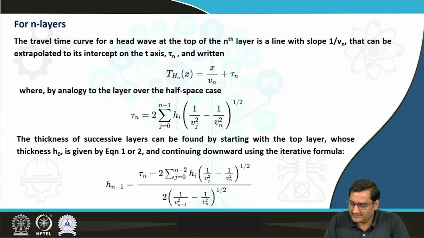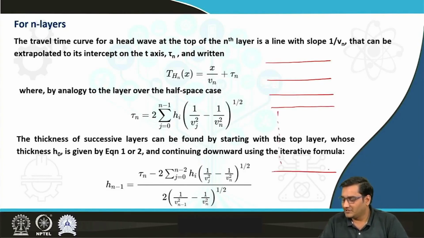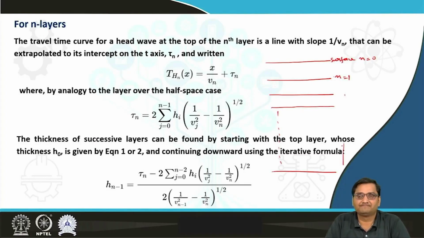Now we can extend this idea to n number of layers. Let's suppose this is the surface, and you have multiple layers. Let's suppose this is one layer, there is another layer, there is one more layer, and likewise you have n number of layers beneath. So this is your surface here, you can call it n is equal to 0, n is equal to 1, and likewise you have n number of layers.